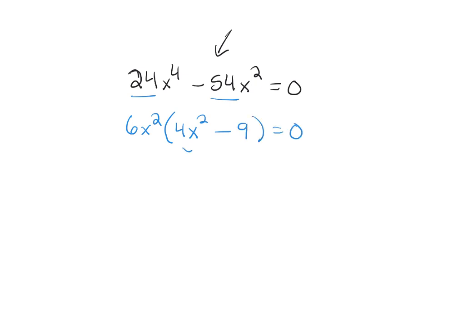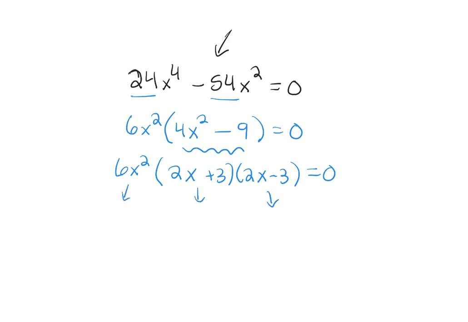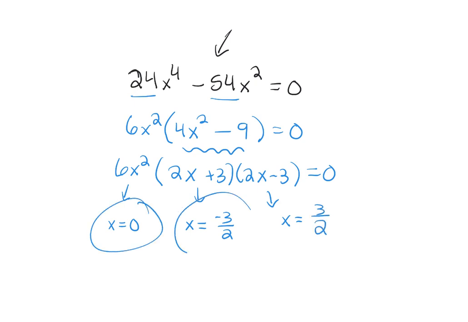And after we take a GCF out, this is the difference of two squares, so 6x squared, that goes down to 2x plus 3 times 2x minus 3 equals 0. So then if we set each one equal to 0 and solve, the first one, x equals 0. Next one, x equals negative 3 over 2, and x equals positive 3 over 2. Those are the zeros of this polynomial.